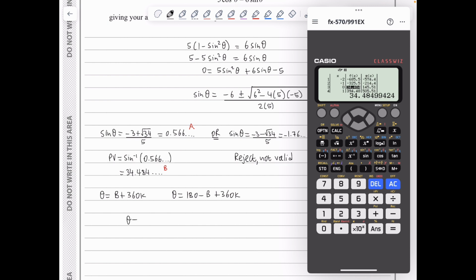So let me write this down. Theta is 34.5. Then we go to 145.5. So we're giving answers to one decimal place. And then the third answer is 394.5. So we've got a total of 3 solutions.